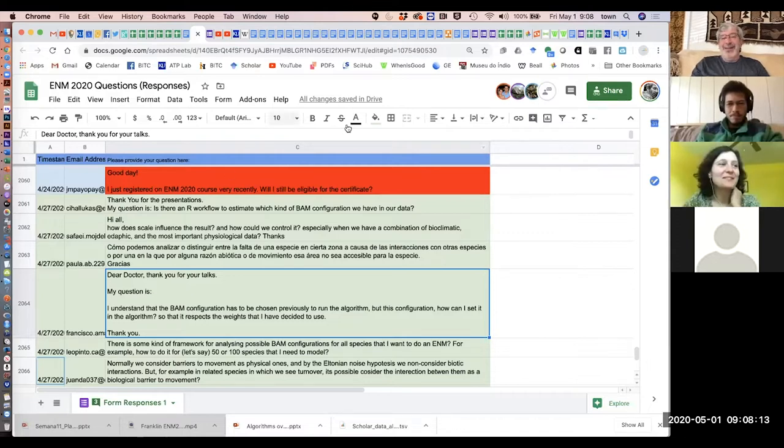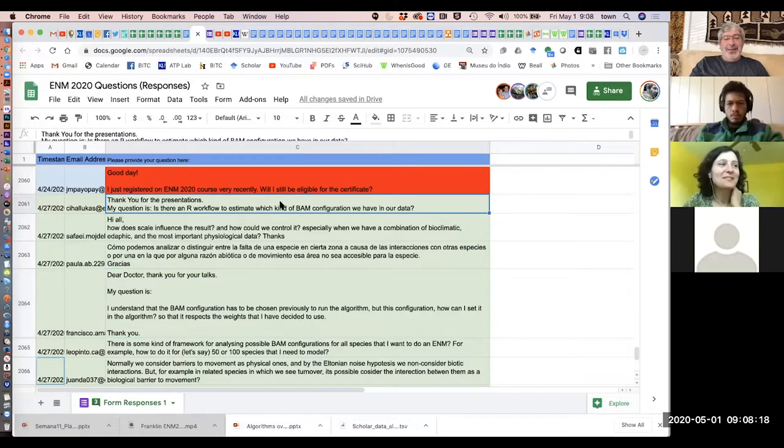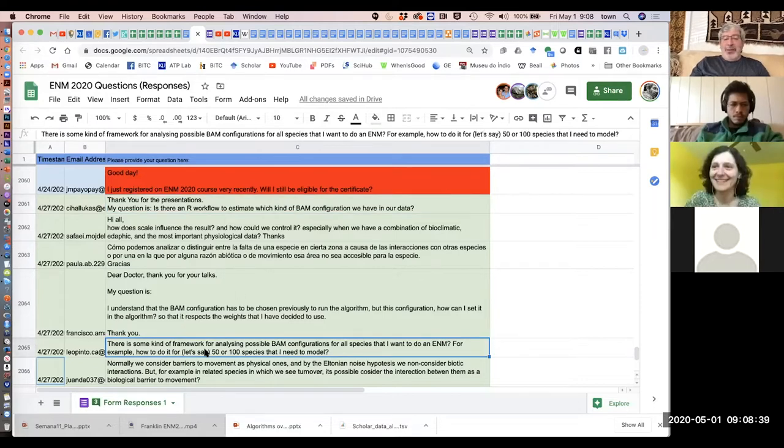I was going to say the first one, line 2061, could be a quick answer. Is there an R workflow to estimate which kind of BAM configuration we have in our data? There is a quick answer: no. Okay, good. The answer is no. And it's kind of the same thing for this one at 2065. Is there some kind of framework for analyzing possible BAM configurations?